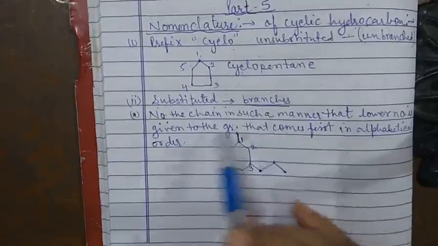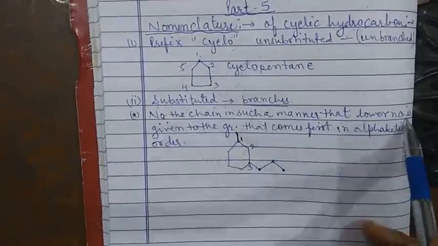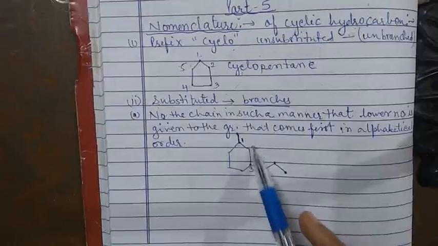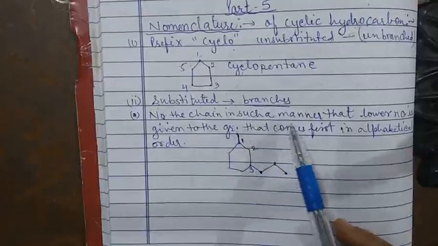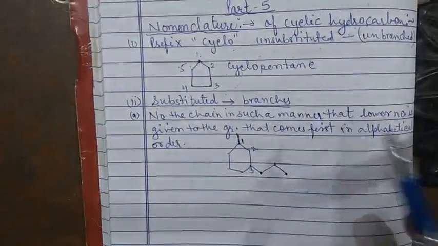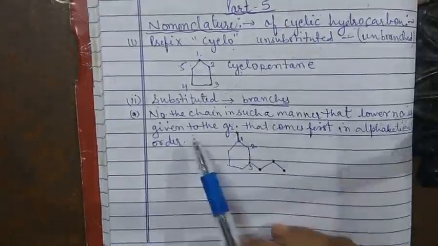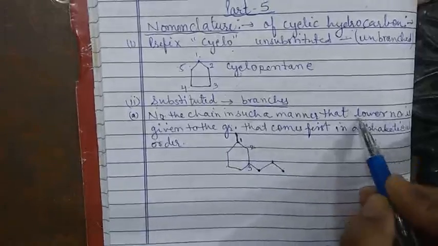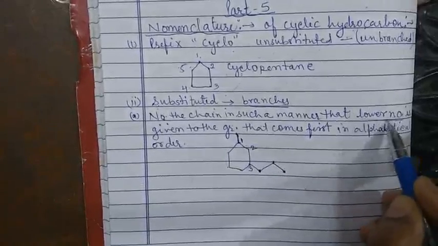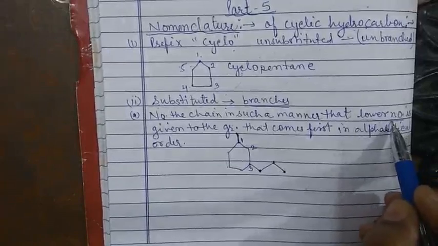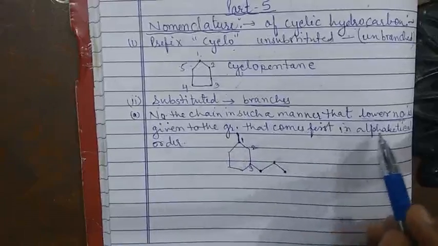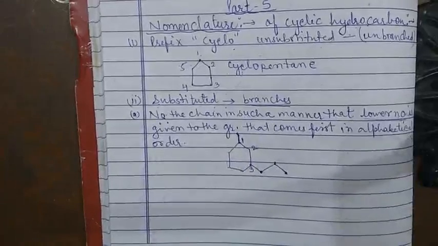Now according to the rule, this is the rule. Number the chain, this chain we are talking about, in such a manner that the lower number is given to the group that comes first in alphabetical order. The keyword is that lower number is given to the group that comes first in alphabetical order.